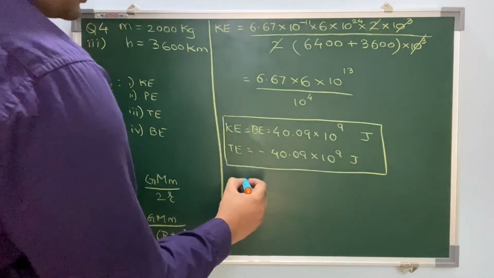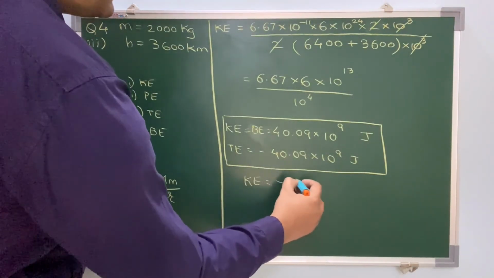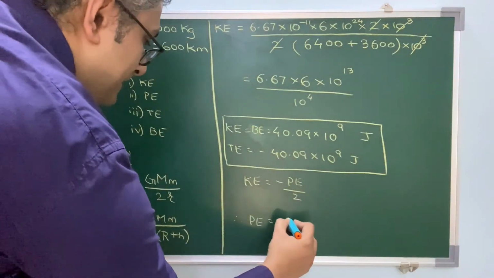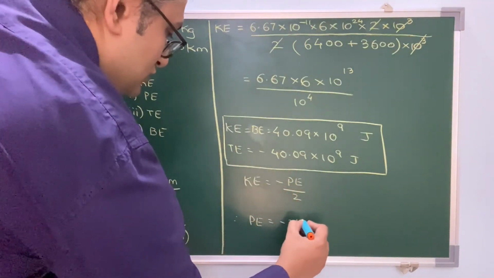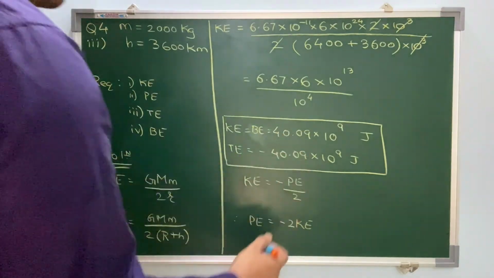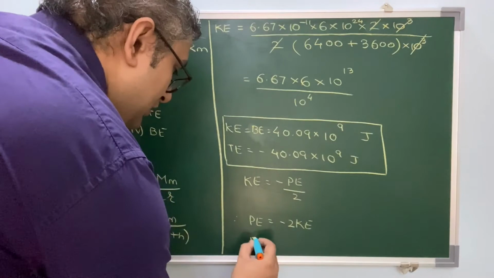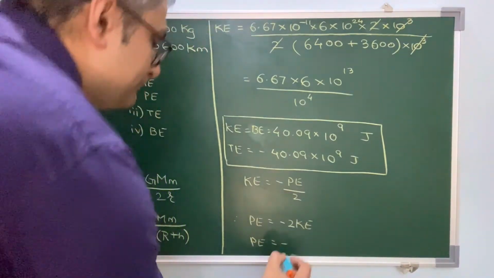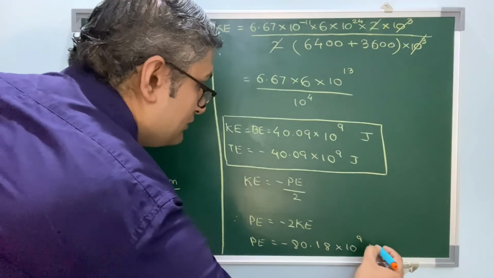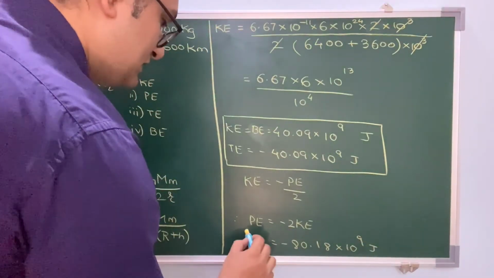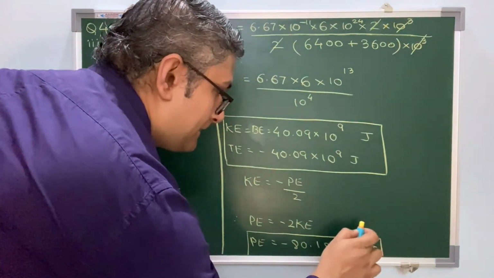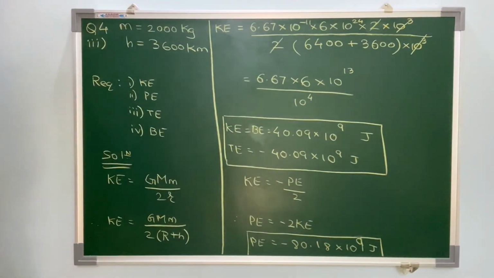This still remains. So all I have to do now is this formula. Kinetic is minus potential divided by 2, which we just saw today. So therefore, the potential energy is going to be, bring the negative sign as well as the 2 in the numerator. So it's going to be minus of twice the kinetic energy. So just double this number, 40.09. So you should get the potential energy as minus 80.18 into 10 raised to 9 joules. Okay, so that's our answer for the potential energy. Okay, so this is number 9. Okay, so that is the first one for today.